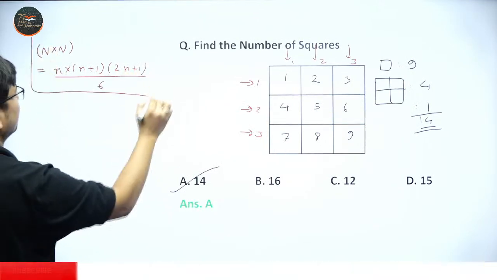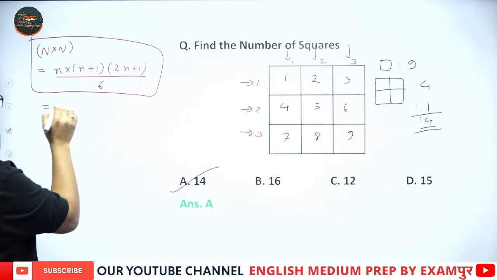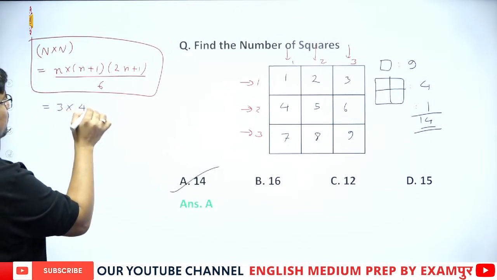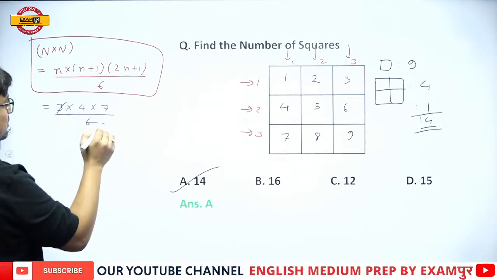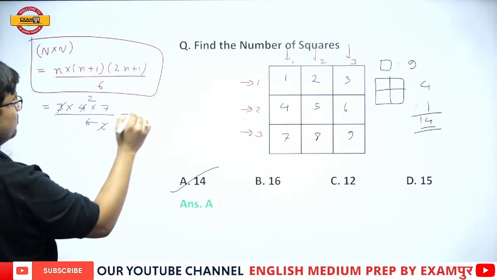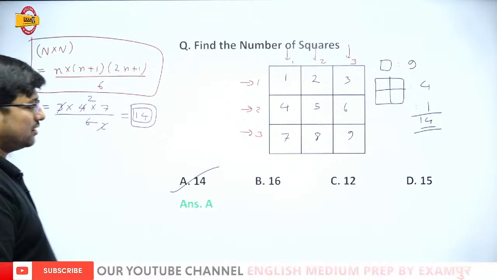Alright. Now n's value will be 3. So 3 into 3 plus 1, 4, into 2 times 3 is 6 plus 1, 7, upon 6. 3 2s are 6, 2 2s are 4, and 2 7s are 14. So the right answer is 14.